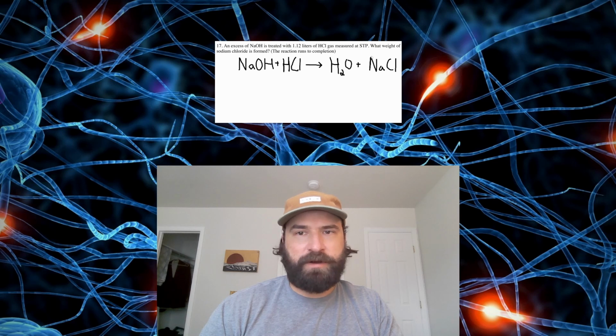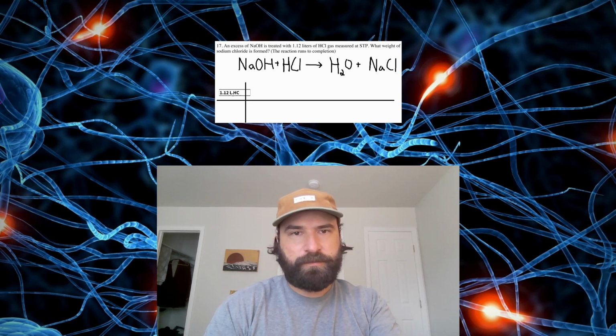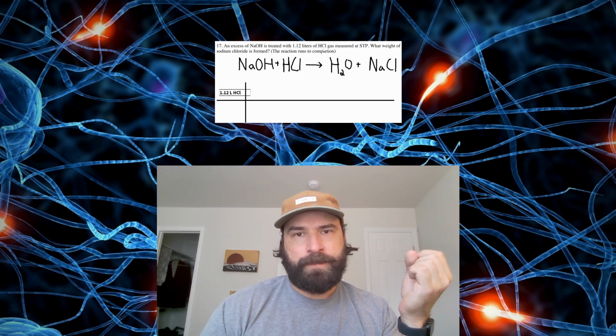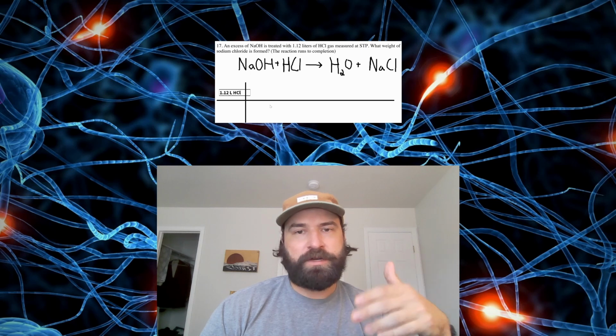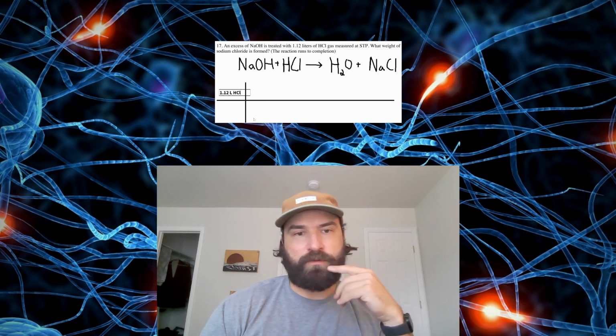So we're trying to figure out the weight of sodium chloride formed, and we're given liters of HCl. So we're starting off with 1.12 liters HCl. We're told that it's at STP. So typically when we want to change from one molecule to another one, we're trying to go from hydrogen chloride to sodium chloride, we're going to need to go into moles and use the mole ratio to convert from one thing to the other one.